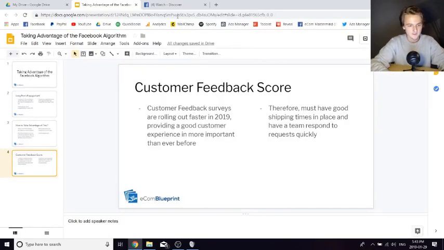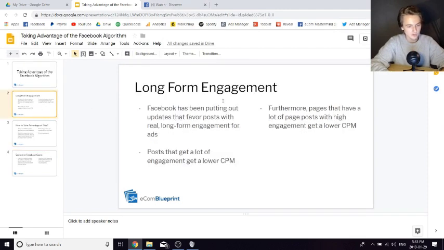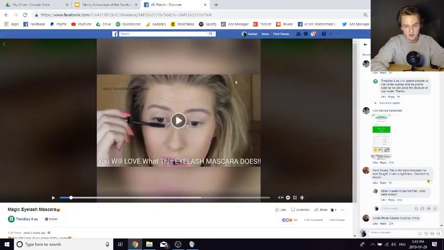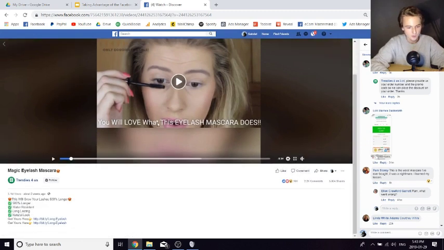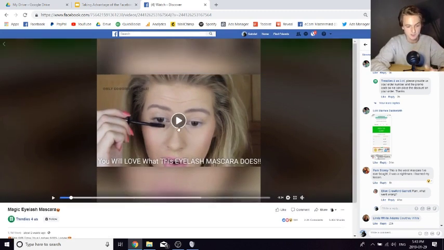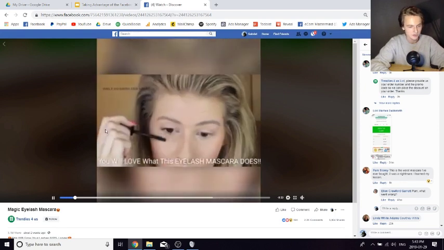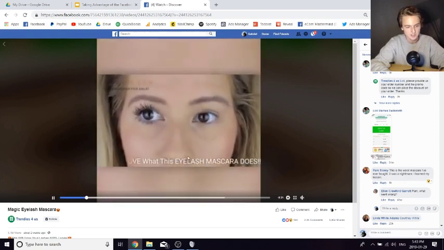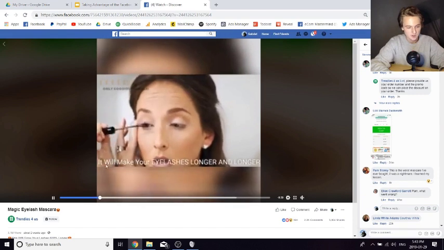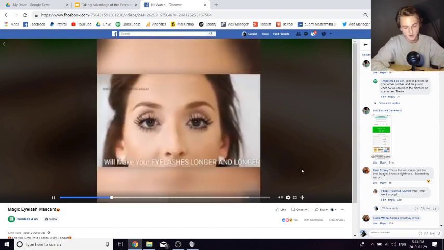And so I found an example of an ad that I wanted to show you that's really taking advantage of this long form engagement bias, right? And so this is allowing them to scale like crazy because they have a ton of real engagement on their posts. So this is an ad for a mascara. It's basically this mascara that makes your lashes longer. And so it's really not that good of an ad, to be honest. Like, it's not even a proper square. There's a bunch of empty space that's useless. The captions are hard to read. Not that great of an ad.